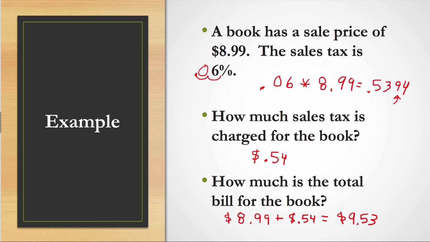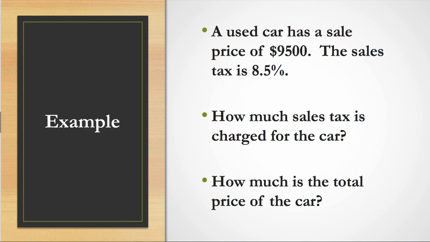All right, let's try another one. A used car has a sales price of $9,500. The sales tax is 8.5%. Again, the first question is asking us how much sales tax is charged for the car. The first thing I need to do is take my tax percentage and convert it to a decimal. So I'm going to move that decimal place 2 places to the left, adding in that 0 to hold that place. So my sales tax percent written as a decimal is 0.085.